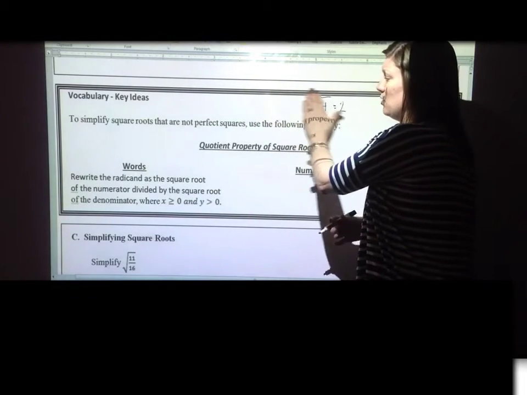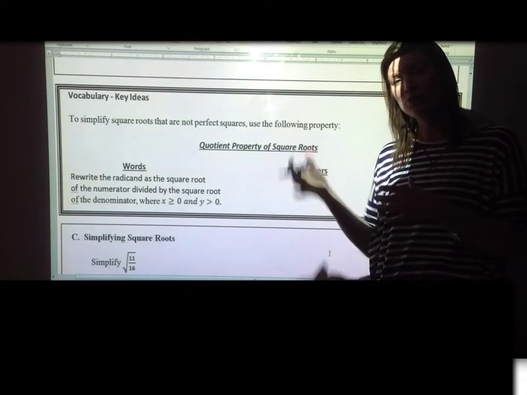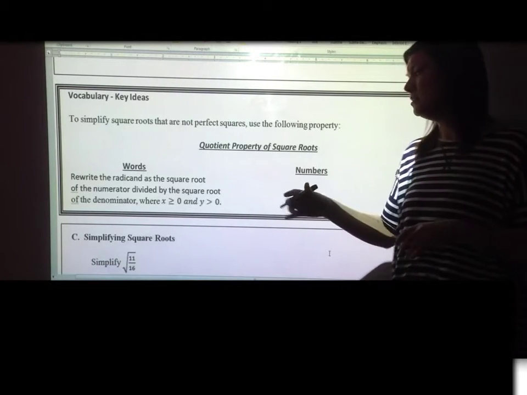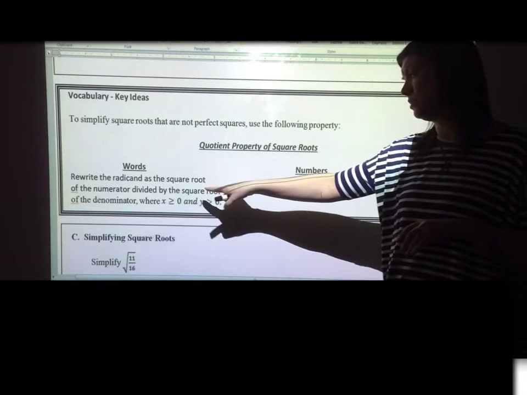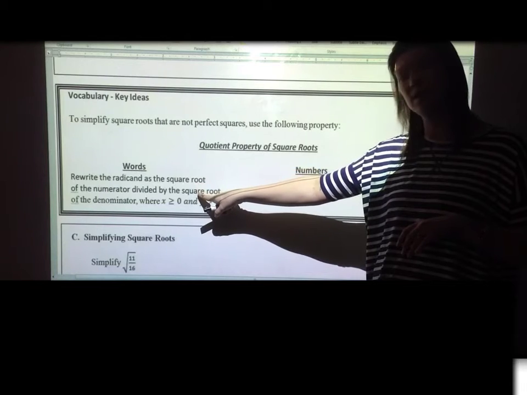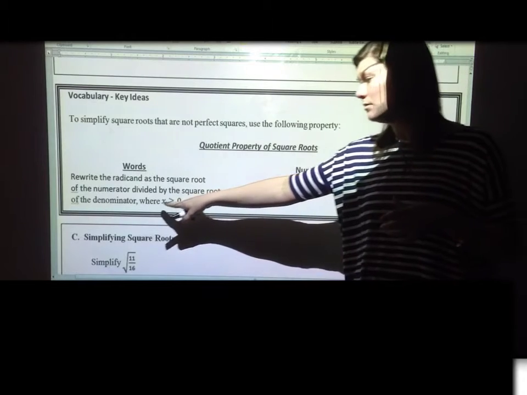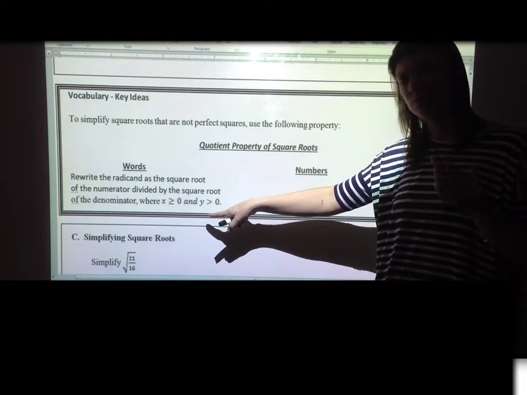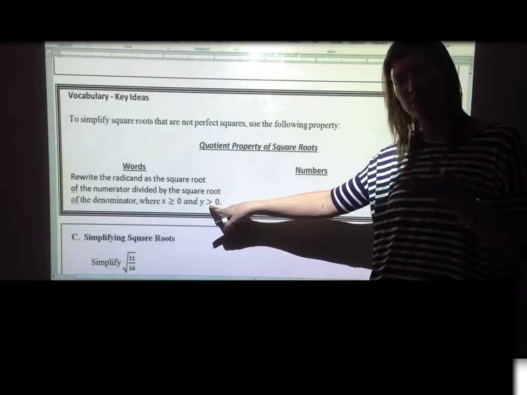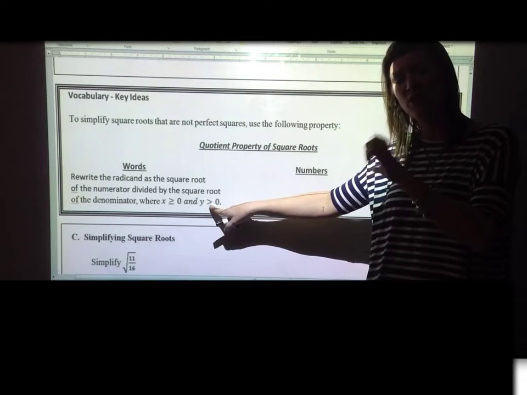But in 6.3, we're looking at those non-perfect squares, where the numerator and denominator are not perfect squares, and that quotient, once divided, is not going to be a perfect square. So what do we do in those cases? We use that quotient property of square roots. It says in words, rewrite the radicand as the square root of the numerator divided by the square root of the denominator. And we need to remember, since we're dealing with fractions, where x is greater than or equal to 0, but y, that denominator, needs to be greater than 0. Remember, we're not dividing by 0. We can't simplify that. So we're only looking at fractions right now that have y greater than 0 in the denominator.